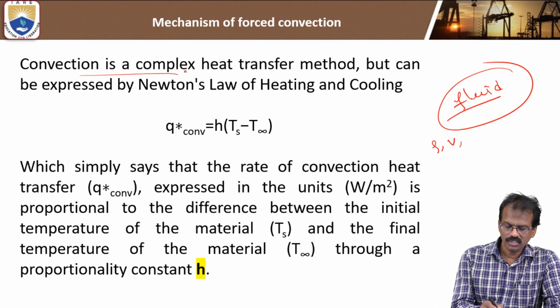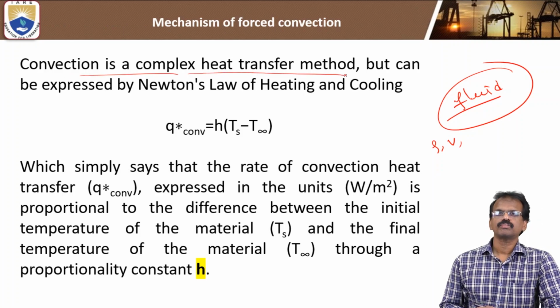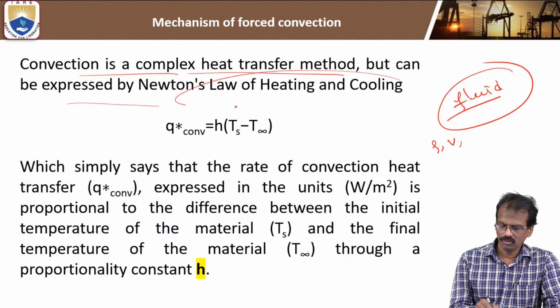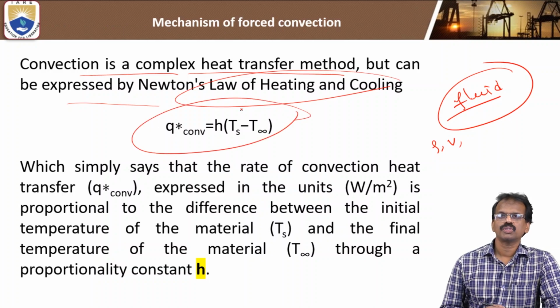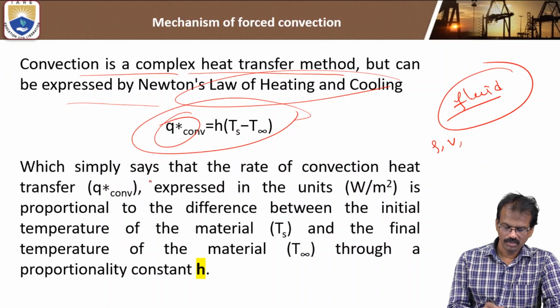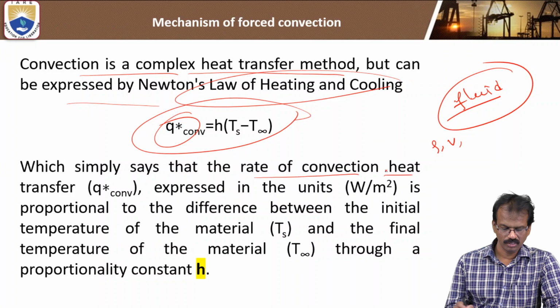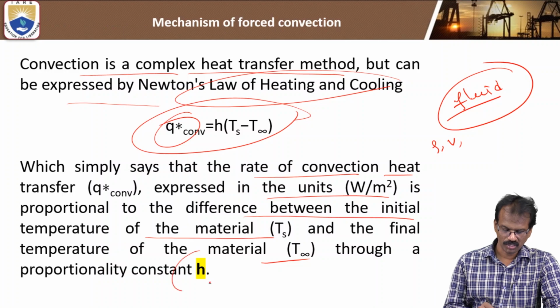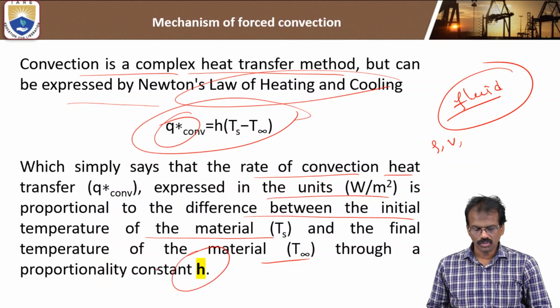Convection is a complex heat transfer method. With the help of Newton's cooling law, you can find the rate of heat dissipation, or rate of heat transfer, from solid to liquid. You know this. It simply says that the rate of convection heat transfer is proportional to the difference between the initial temperature of the material and the final temperature of the material, through the proportionality constant h. So you know Newton's cooling law.